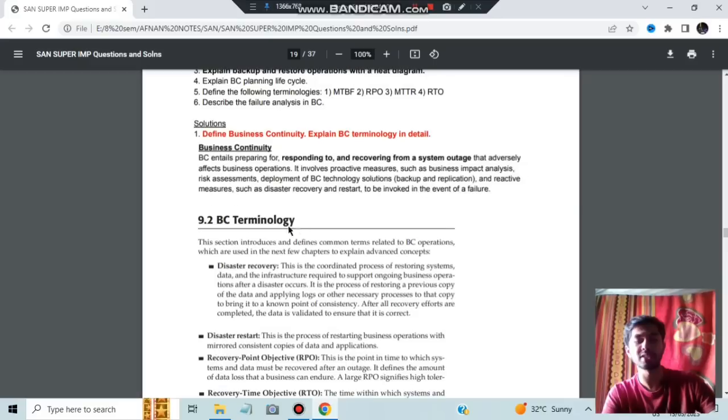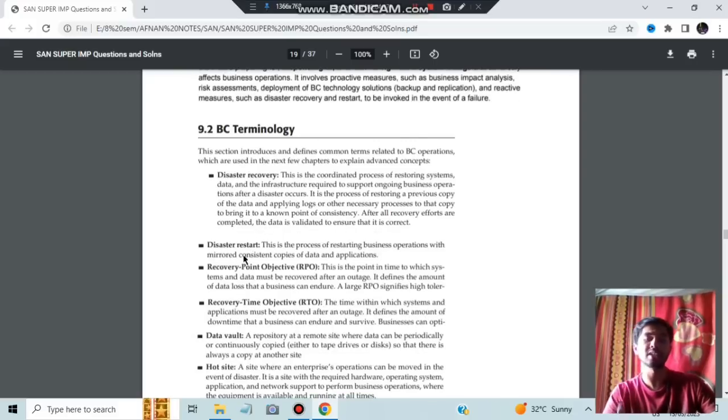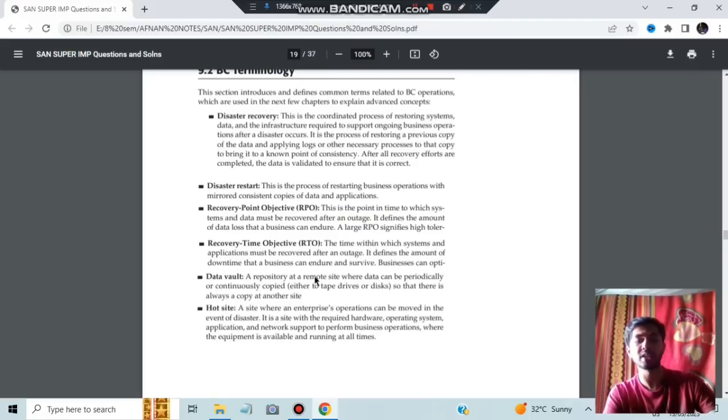Business terminology: disaster recovery is the process of recovering from the disaster; restart is restarting the system after the disaster. Recovery point is the point you will be recovering to, and how much time is required after an outage. The time objective is the time within which the system and the application must be recovered. Data vault is a repository or a remote store where the data can be periodically or continuously copied, where all the data is stored basically.